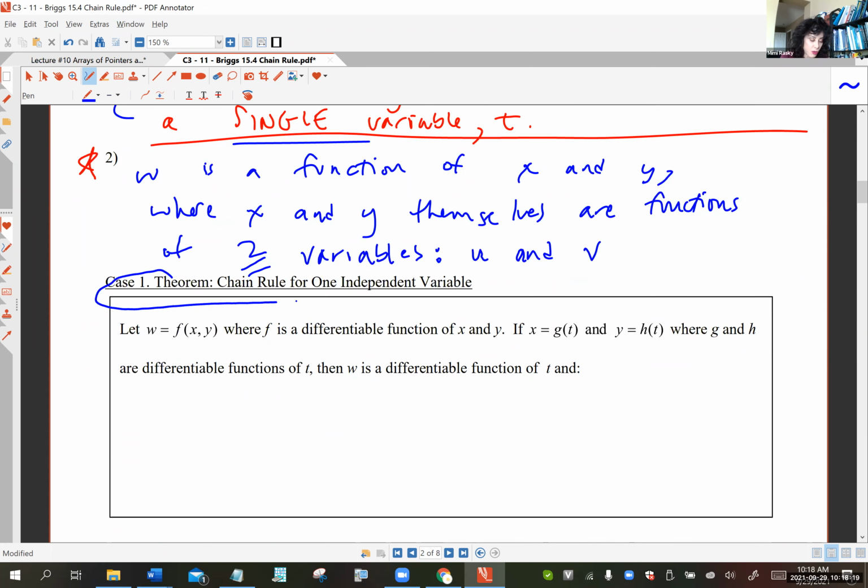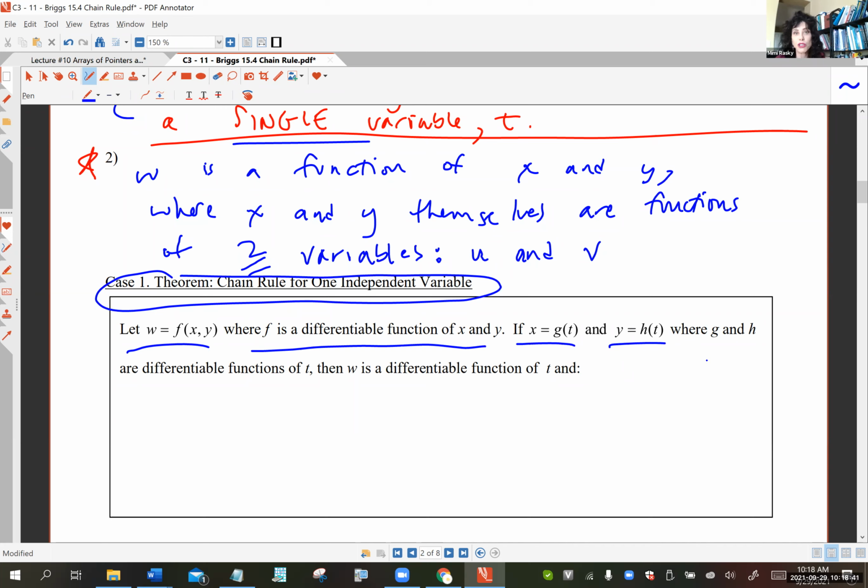Okay, so case 1 theorem, chain rule for one independent variable. That would be the letter t for that first little case. So let w be a function of x and y. So we use that notation f of x comma y, where f is a differentiable function of x and y. Now, if x is a function of t, and let's say he's g of t, and y is also a function of t, say h of t, and g and h are differentiable functions of t, then w is a differentiable function of t. So that means you can actually find w prime of t.